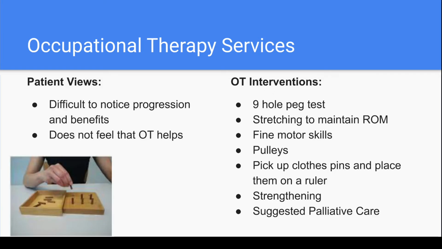The client participates in occupational therapy services. She finds it difficult to notice any progression and benefits due to the disease being progressive, so she feels like she's constantly getting worse every day, and that OT doesn't really help, but it's really just there to help her maintain function and complete tasks independently with the condition that she's at currently.